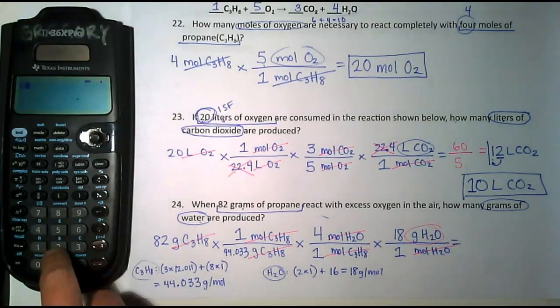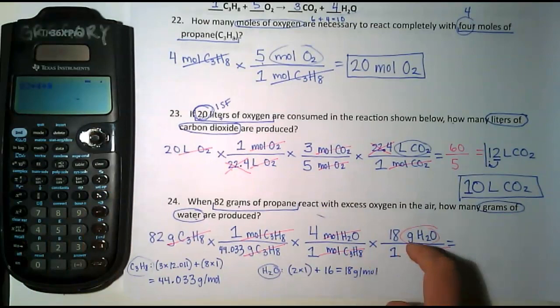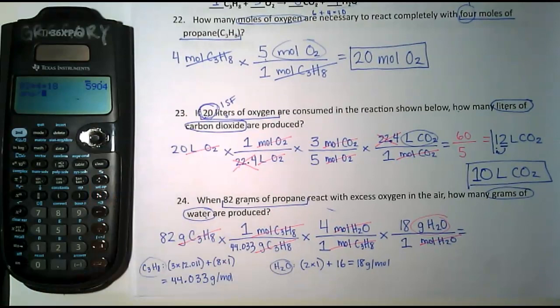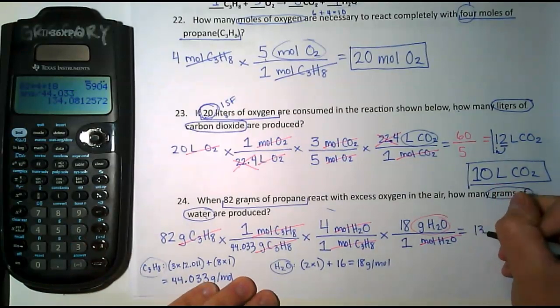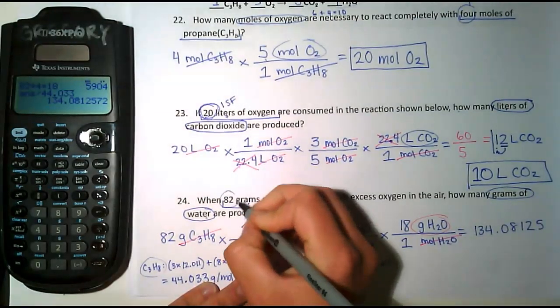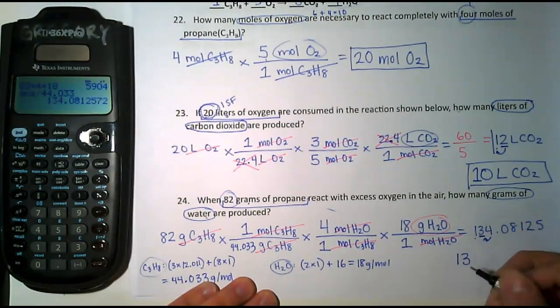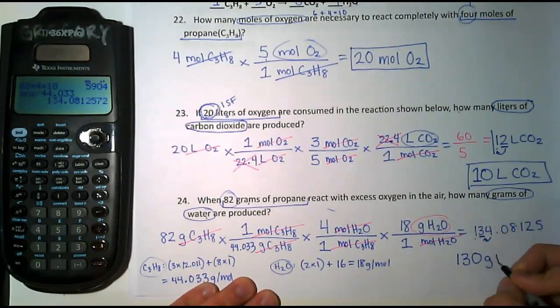So we have 82 times 1 times 4 times 18 on top. And then we're going to divide by 44.033. And that gave us 134.08125, but we need to round this to just 2 significant figures. So 1, 2, this 4 makes it round down to 3, so we round to 1, 3, and then we need to fill in a 0, 130, and grams of H2O.